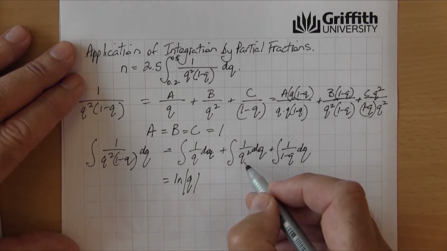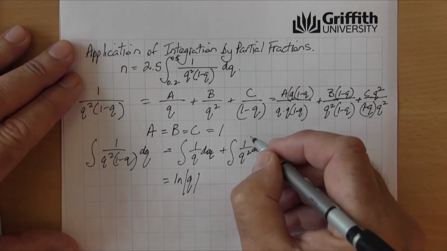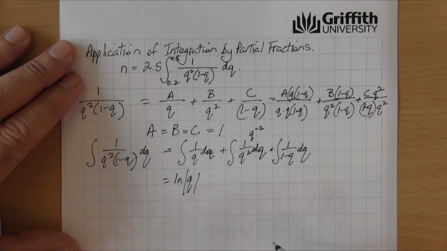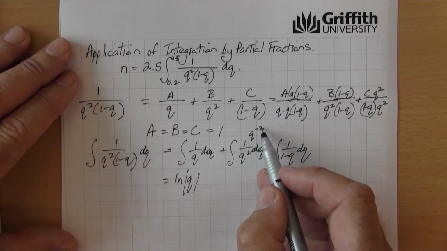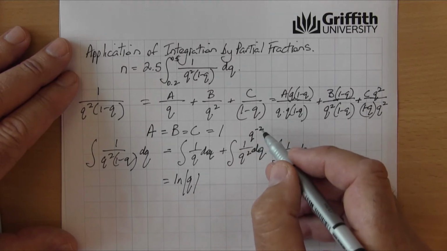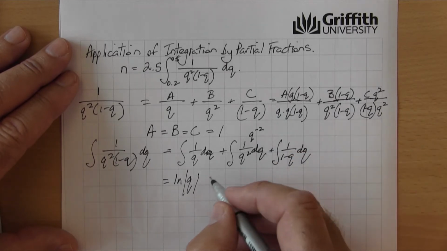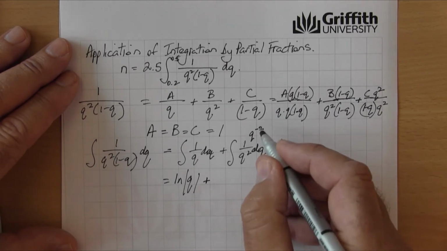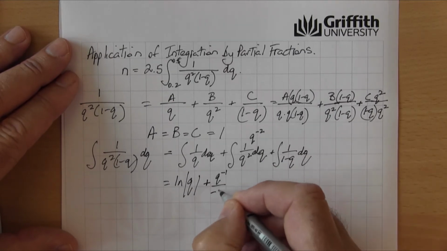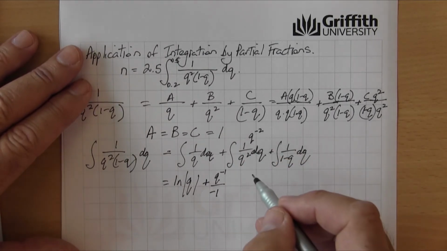Now 1 on q squared can be written as q to the minus 2, and the rule when it's not to the minus 1, obviously q to the minus 1 is ln q, but when we've got q to the minus 2 we add a power on the power, so it'll be plus, we add a power, q to the minus 1, and then we put it over that new power. So we've integrated that.